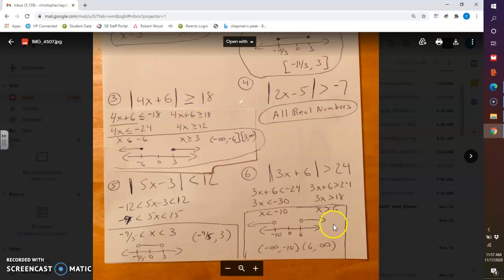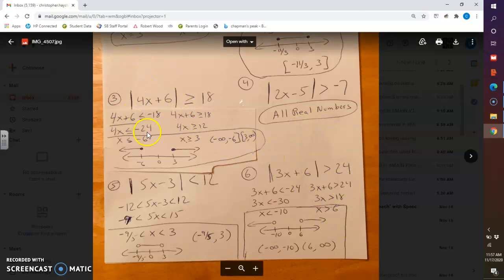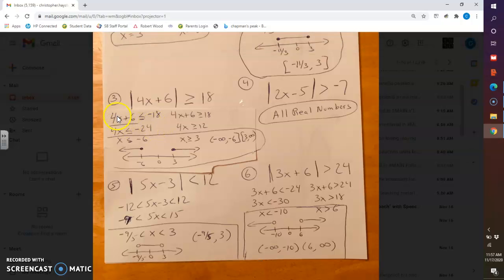With greater than or equal to or greater than, like we have in 4 and 6, we set up two different problems. For 4x plus 6, we flip the inequality and make the number negative. 4x plus 6 is less than or equal to negative 18. And then we keep the problem without the absolute value. 4x plus 6 is greater than or equal to 18. Here we subtract 6, we divide by 4, and x is less than or equal to negative 6. Here we subtract 6, divide by 4, and x is greater than or equal to 3.